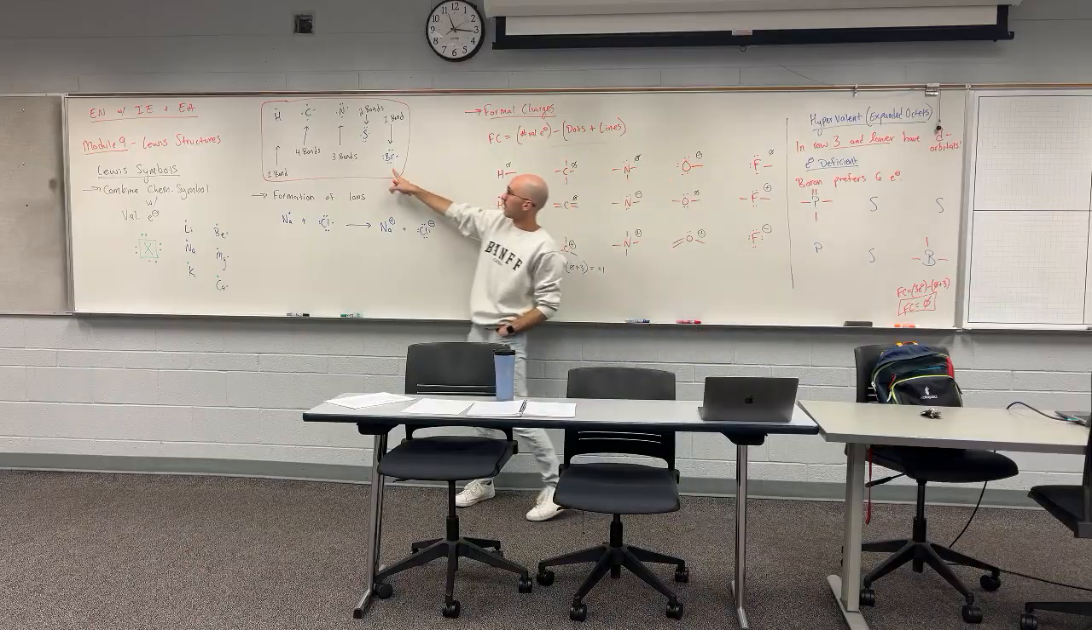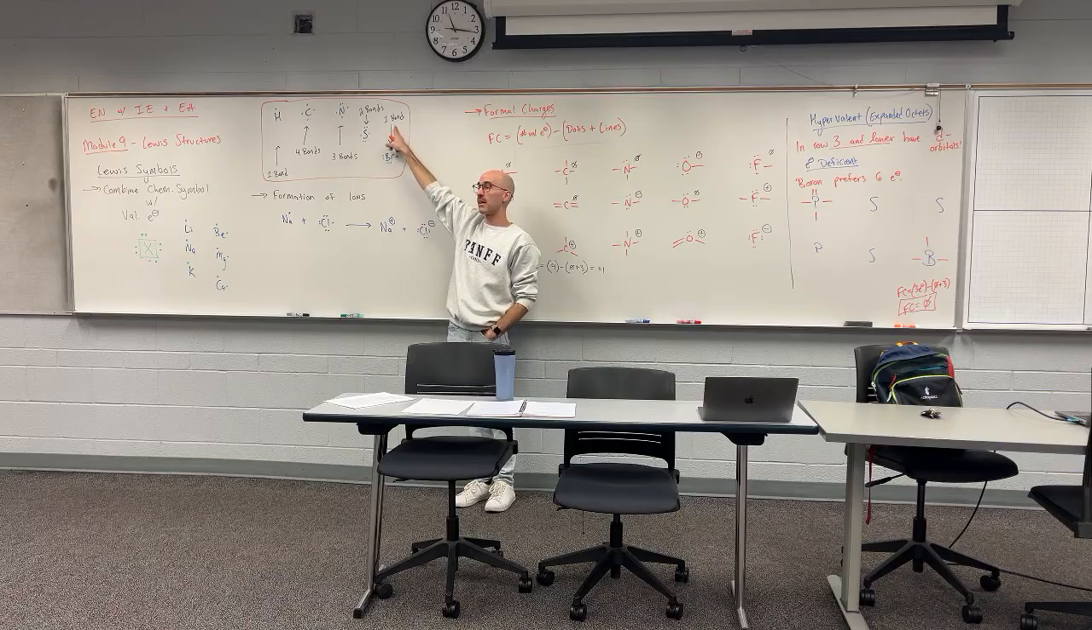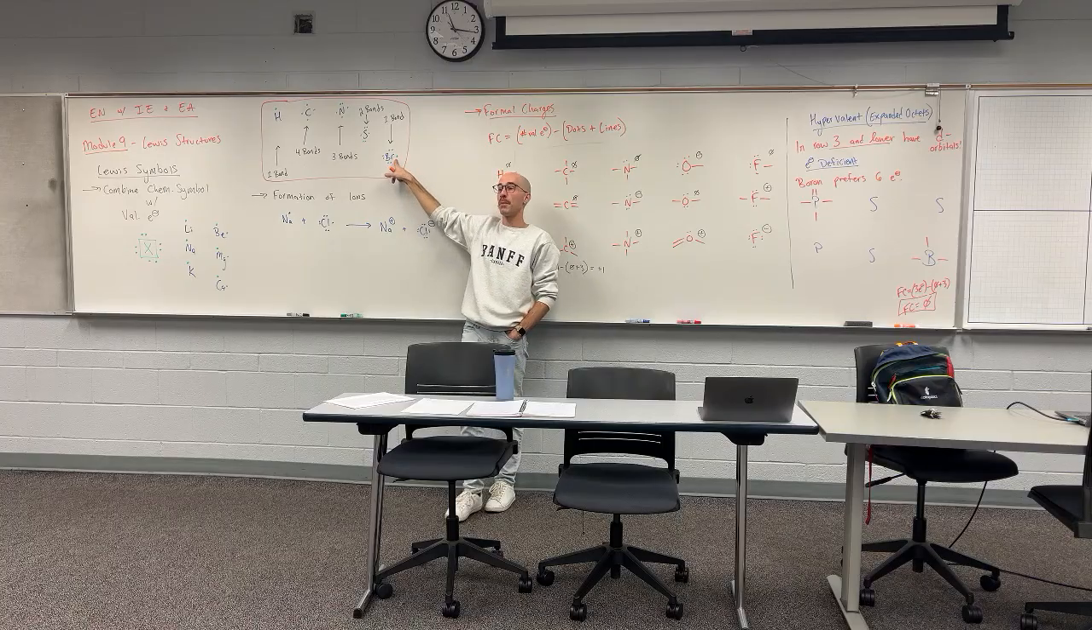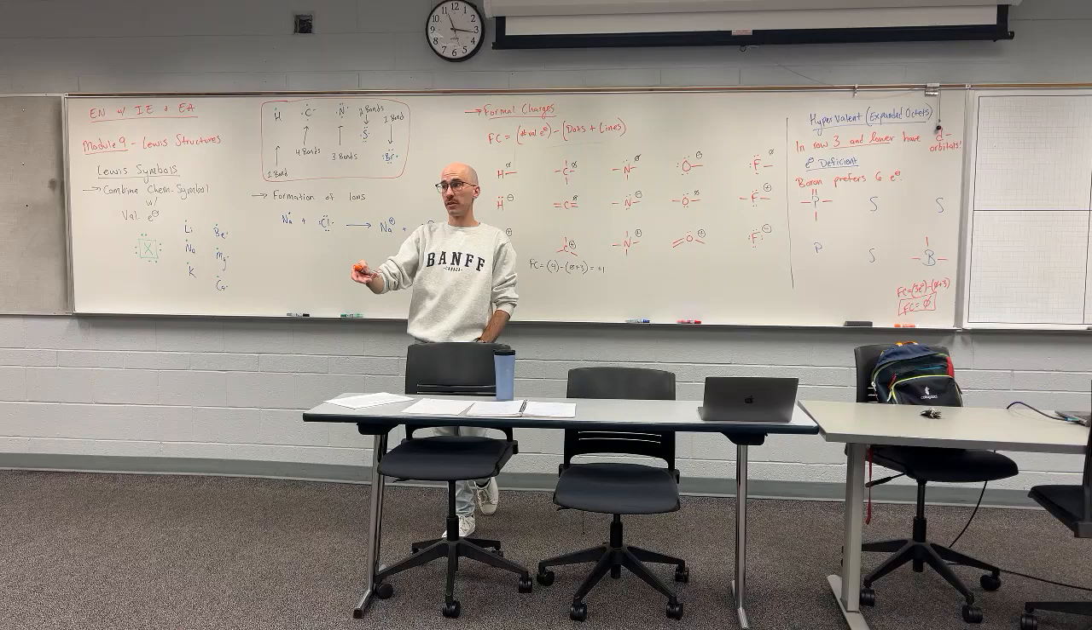Remember, our Lewis symbols told us halogens like to make 1 bond because they have this 1 unpaired electron. They want to get it paired. They'll do it by covalent bonding.